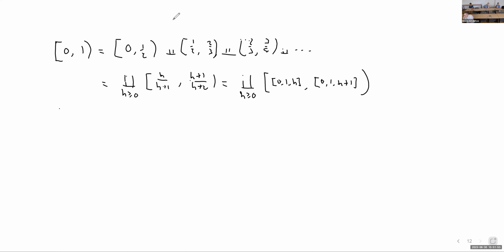Now the union over, say, h greater than or equal to L_1 of these intervals. Okay, well, now we're really just taking a tail of this, so it's just going to go from here to 1. So that's from the bracket [0, 1, h, 1].